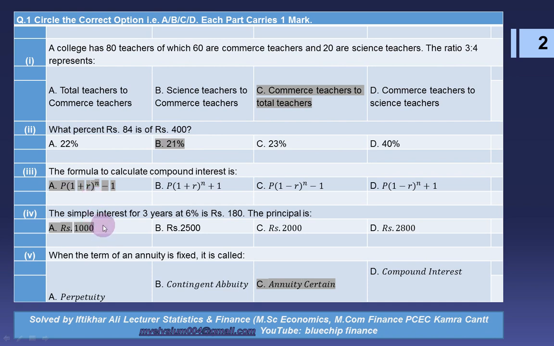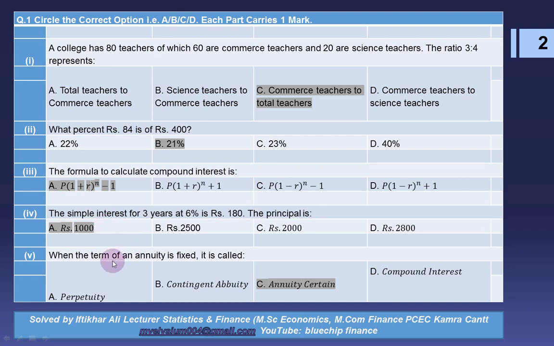Fourth MCQ, the simple interest for 3 years at 6% is rupees 180. The principal is, first option is correct, rupees 1000. Formula for simple interest, as you know, is P multiplied by I multiplied by R, or P multiplied by I or R multiplied by N.